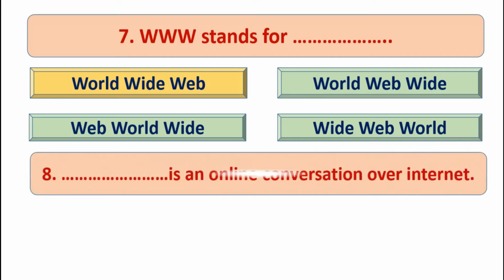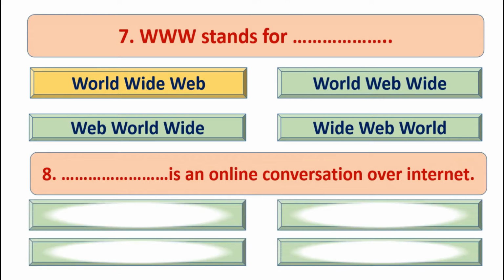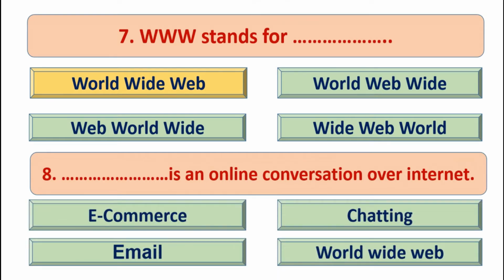Dash is an online conversation over internet. Options are e-commerce, chatting, email, World Wide Web. So the answer is chatting. We all do chatting via WhatsApp or Facebook messengers with our friends. So chatting is an online conversation.